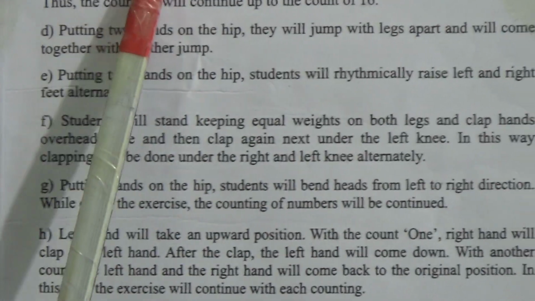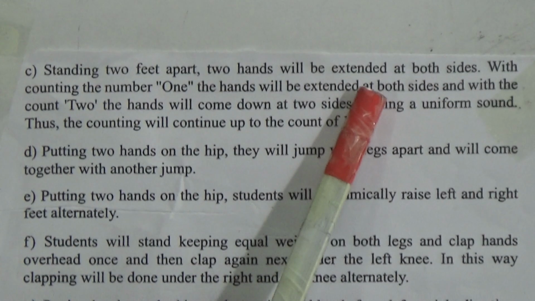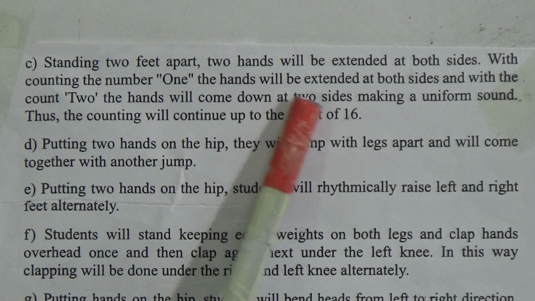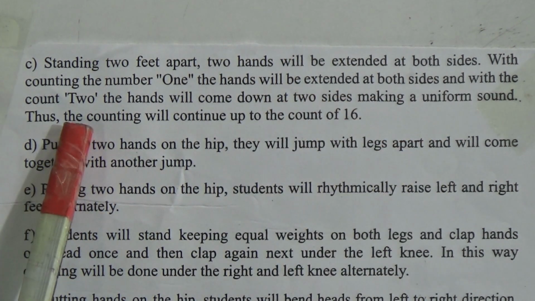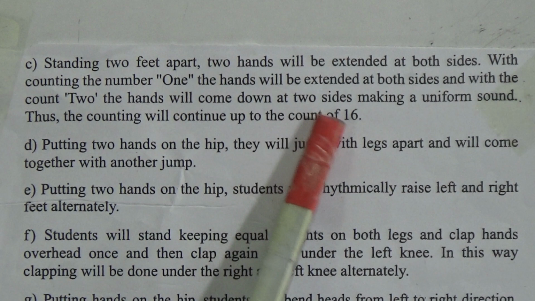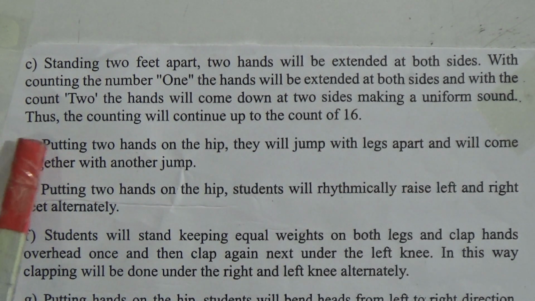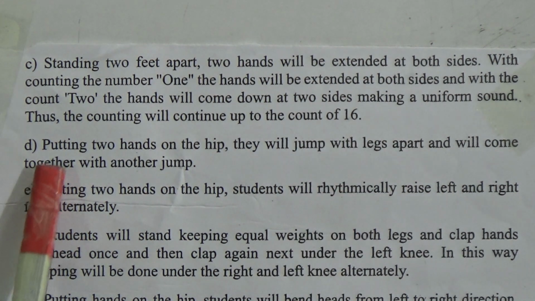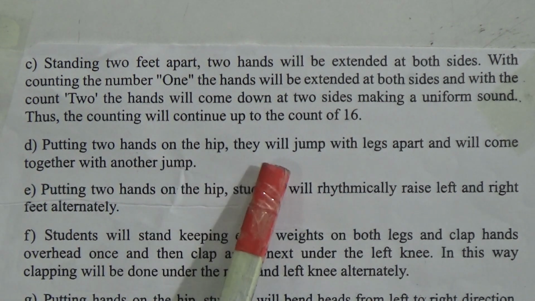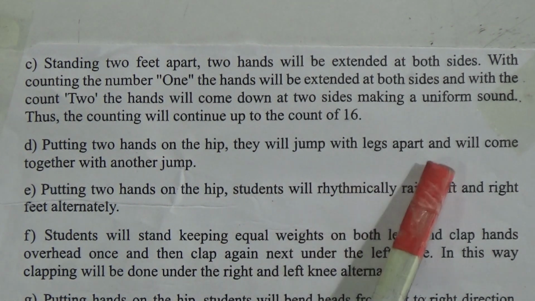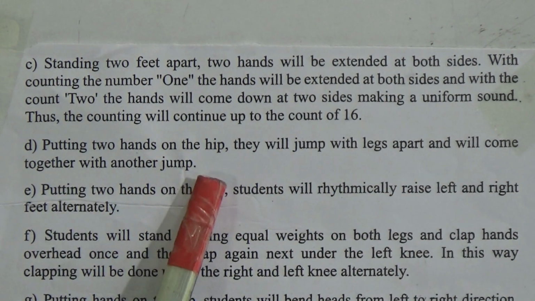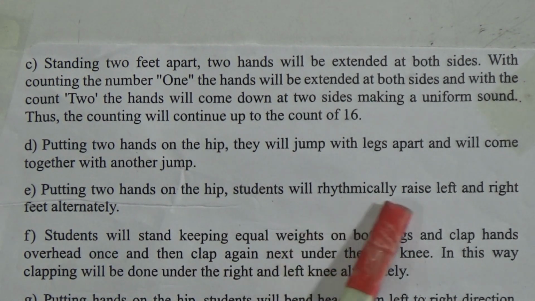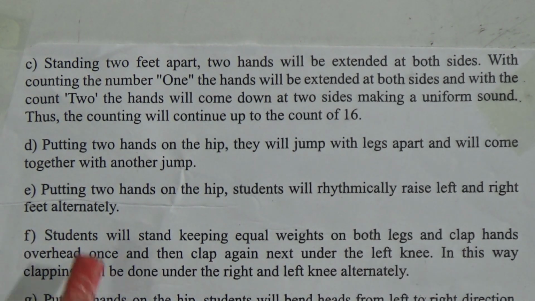C, standing 2 feet apart, with counting the number 1, the hands will be extended at both sides, and with the count 2, the hands will come down at 2 sides, making a uniform sound. Thus, the counting will continue up to the count of 16. D, putting 2 hands on the hip, they will jump with legs apart and will come together with another jump. Putting 2 hands on the hip, students will rhythmically raise left and right feet alternately.